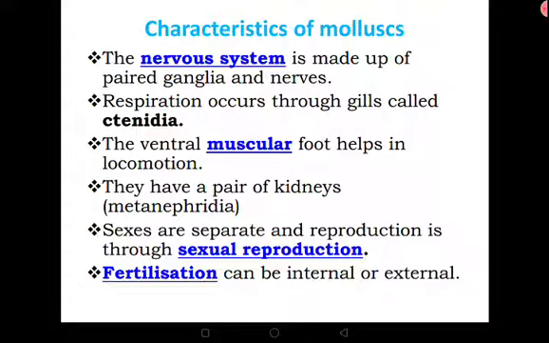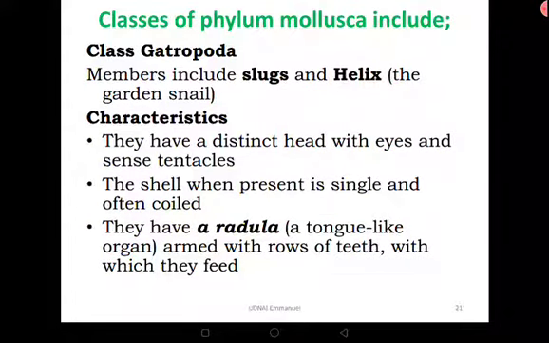And then their respiration or gaseous exchange takes place through the ctenidia. And then their ventral foot is used for locomotion, like we said before. And then they have a pair of kidneys that are not well developed, and they are called the metanephridia. There are two of them, two metanephridia. And then they have separate sexes, the male and the female separate. And most of them carry out internal fertilization, but there are some few that conduct external fertilization.